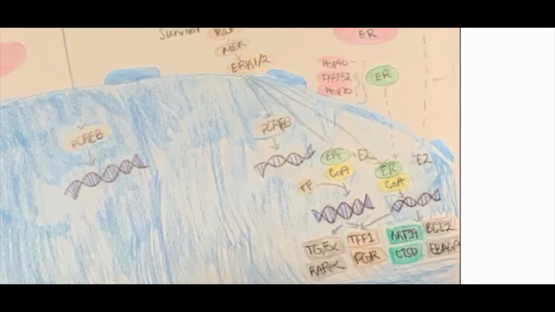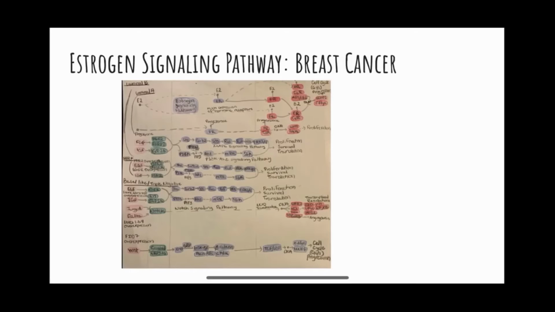And then estradiol coming into it right here. This E2 right here going into the estrogen receptor, going with the coactivator, and going to DNA. And so these are the different signals. So that was the normal. This is the breast cancer one.